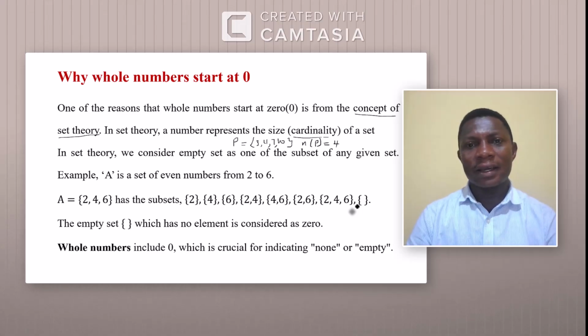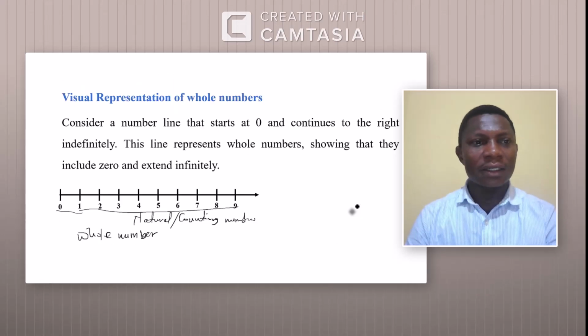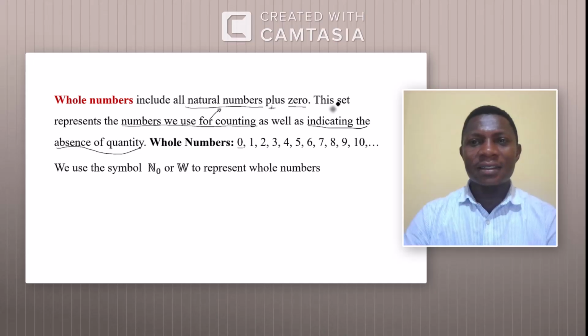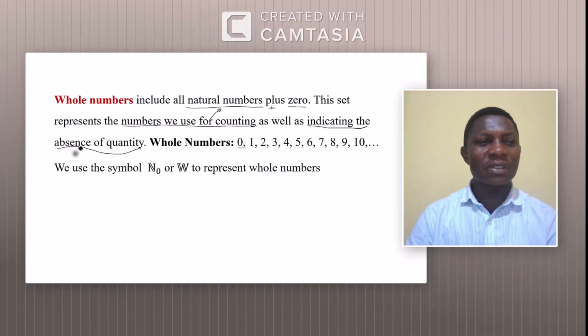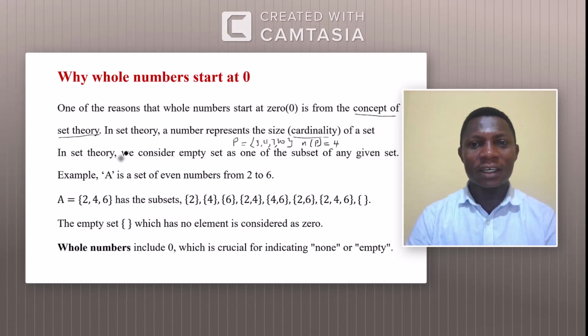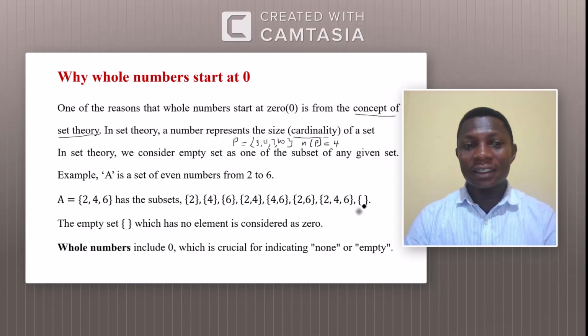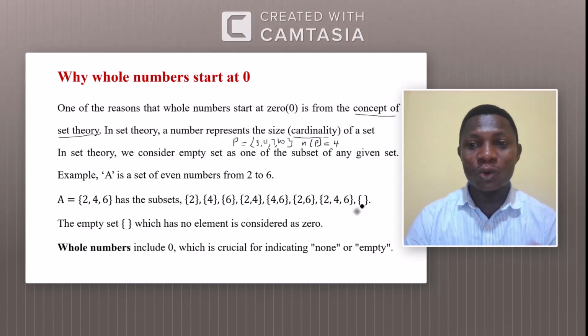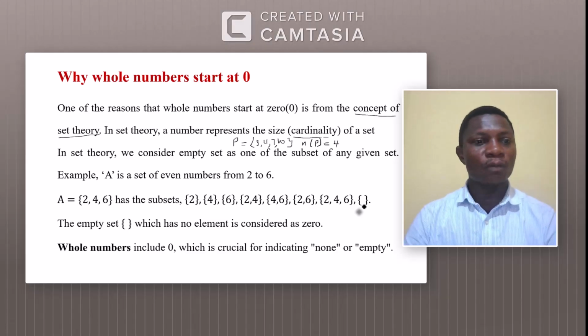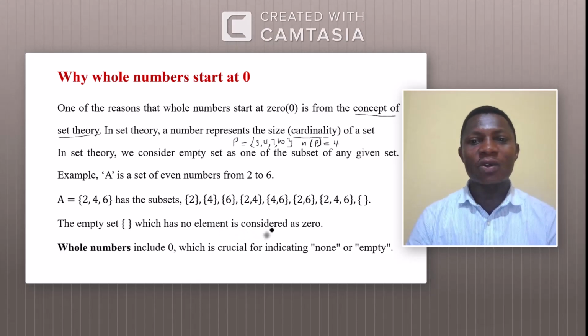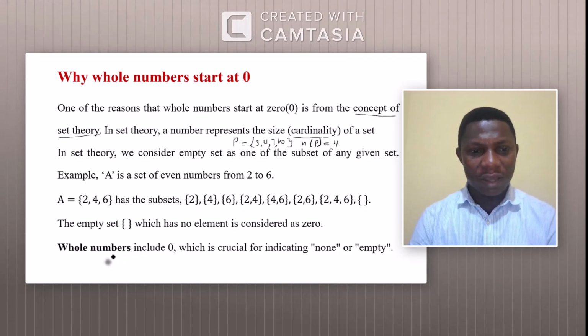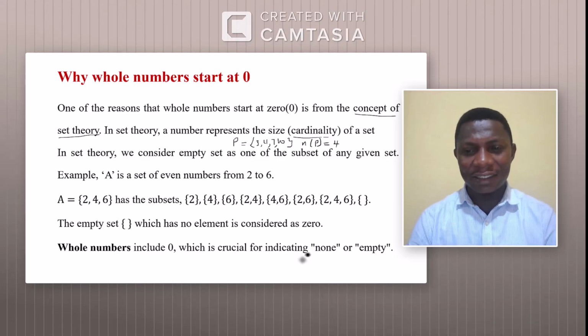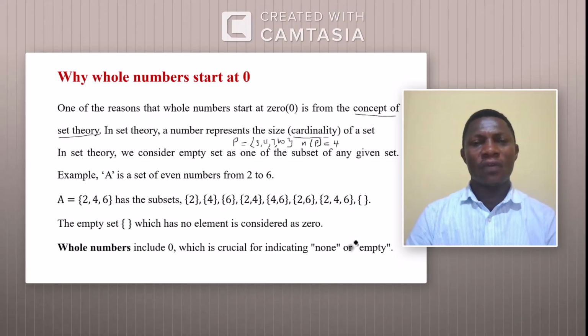Now remember, we said that whole numbers represent the numbers we use for counting, as well as indicating the absence of quantity. So when there is absence of quantity, that becomes zero. There's nothing there, no physical object. I hope you are getting it. The empty set, which has no element, is considered as zero. So whole numbers include zero, which is crucial for indicating none or empty. This is one of the reasons whole numbers start at zero.